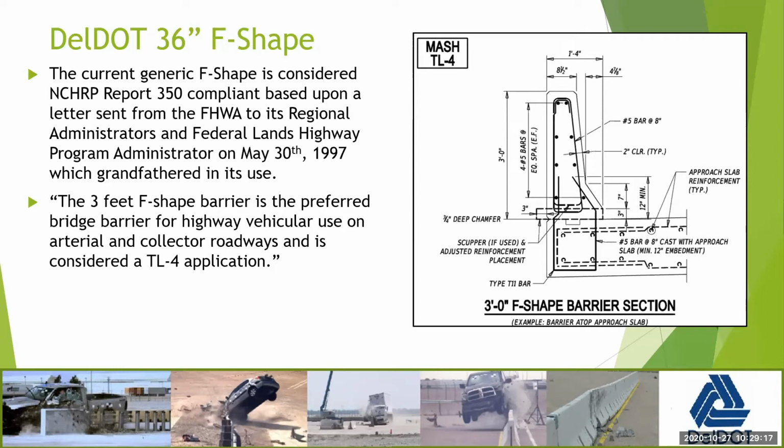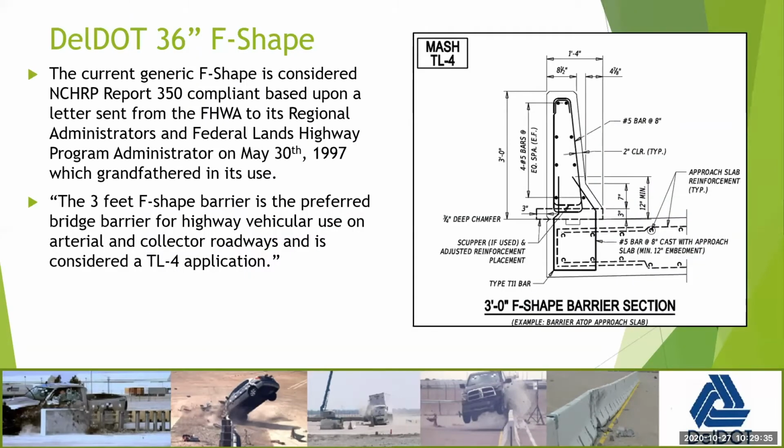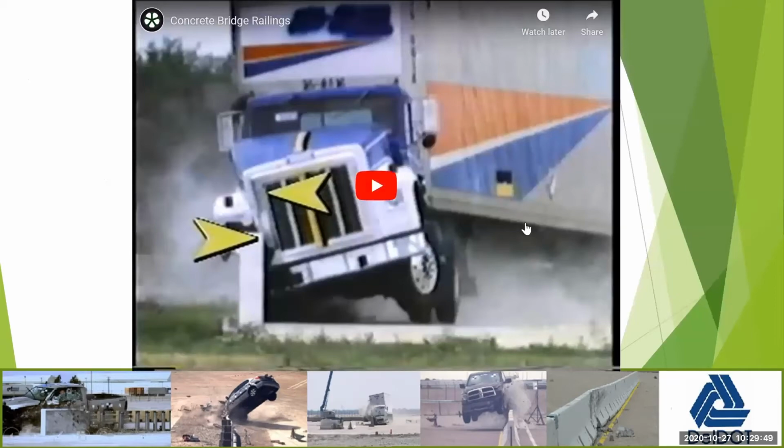A little key fact for the F-shape is it has not been crash tested to MASH. In fact, it wasn't even crash tested for NCHRP Report 350 compliance. Its compliance for 350 was actually grandfathered in by the FHWA in 1997. And just so you know, we're not assuming on our own that the F-shape is MASH compliant. Its compliance is based on the Jersey shape, which is considered more critical in nature based on the rollover potential with that barrier. This is the crash test for the F-shape.